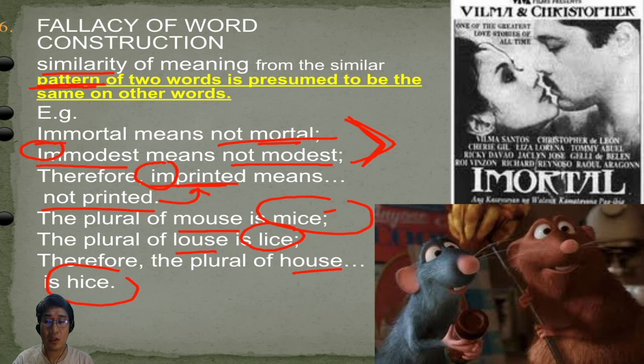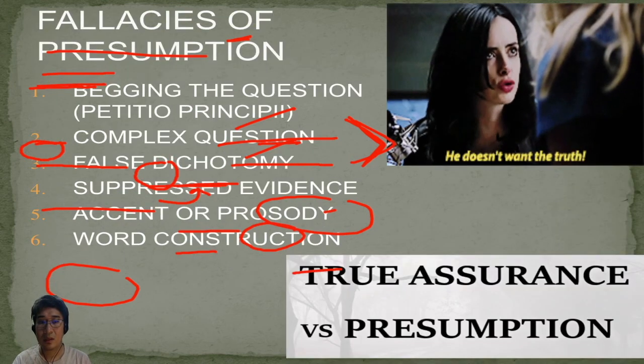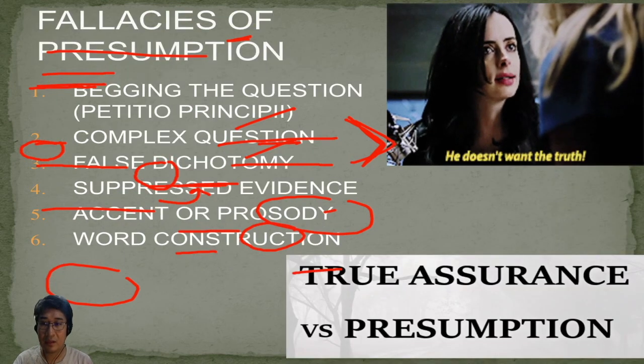So yung construction dito natin might be an indicator. May construction dun sa word. Anong construction dun? Yung similarity and pattern of words. Tapos ina-apply natin siya. We presume that the next premise would apply the same construction. Okay, anong construction yun? Ito yung construction na nakikita natin from the preceding premises. Right? That's word construction. So let's have a review for the fallacies of presumption.